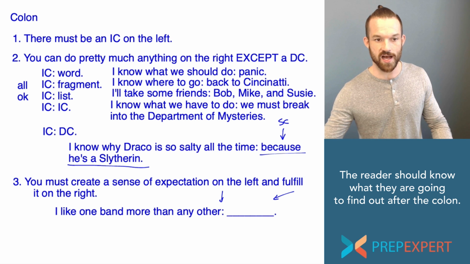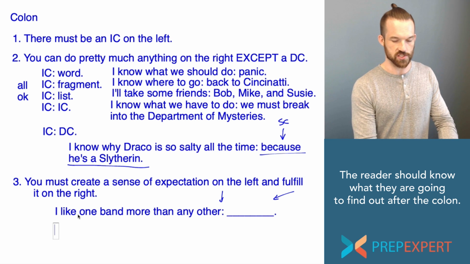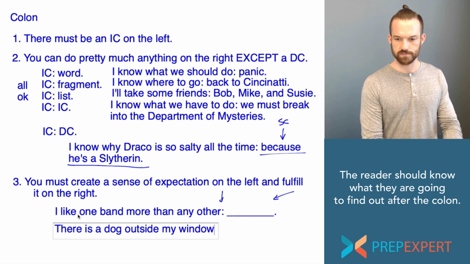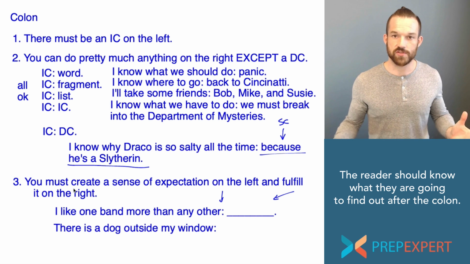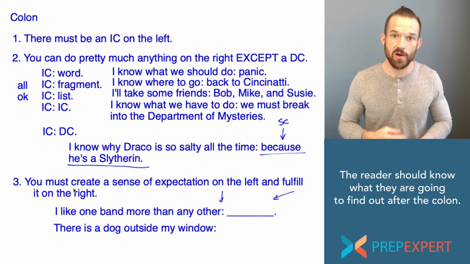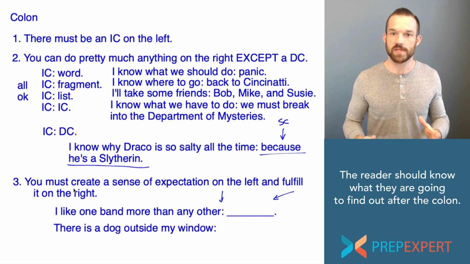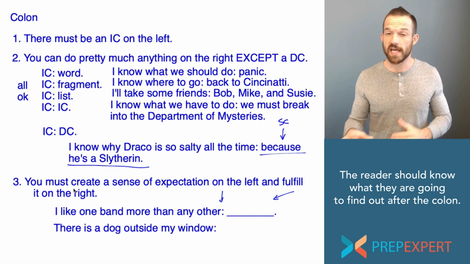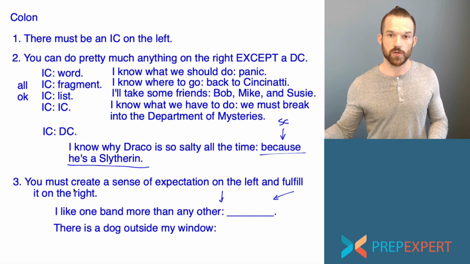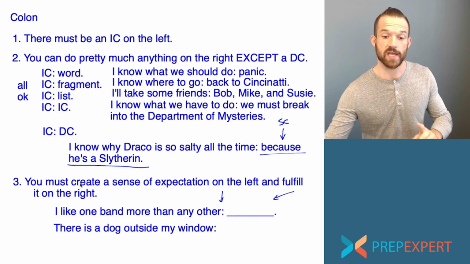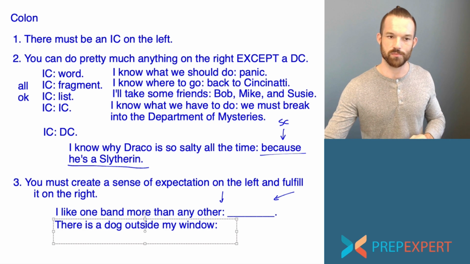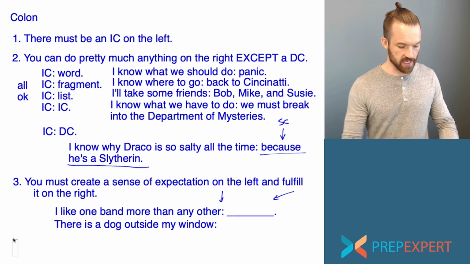What I could not do, by contrast, is throw a colon in a situation like this. There was a dog outside my window, colon. What comes after that colon? Who knows? It could be, and it's barking. Or it could be, his name is Rex. Or it could be, but it ran away. Something like that. When the reader arrives at that colon, they don't know what's coming next, so we haven't created a sense of expectation on the left and fulfilled it on the right. We've broken rule number 3. So again, rule number 3 is you must create a sense of expectation on the left and fulfill it on the right. Beautifully simple. Rule number 4 is very simple as well.